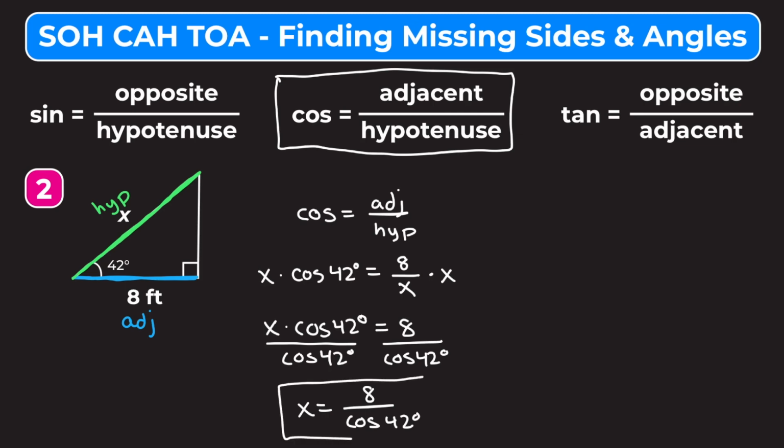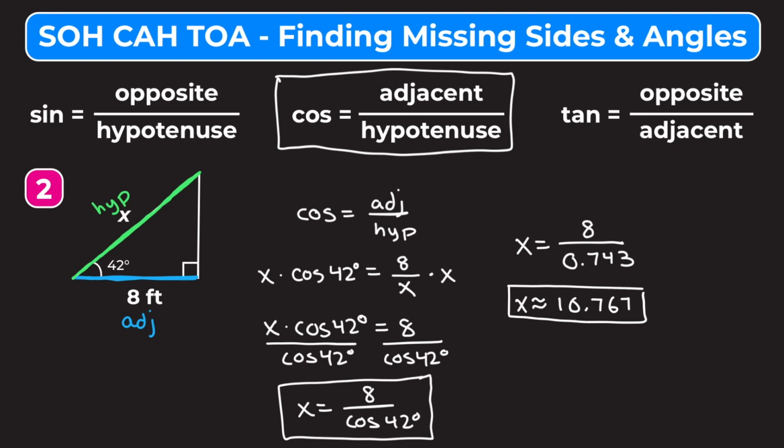And again, some teachers may allow you to leave your answer like this, but let's find a decimal approximation as well. So we know x is equal to 8 over the cosine of 42 degrees. So in your calculator, you're just going to go ahead and find the cosine of 42 degrees, which is about 0.743. And now what you want to do is just divide 8 by that number. And if you do that, you should get that x is approximately 10.767. So we get that x is approximately 10.767, or x is equal to 8 over the cosine of 42 degrees.